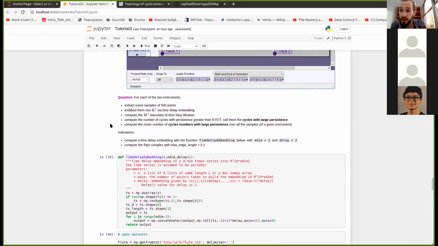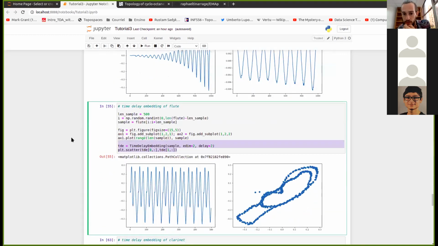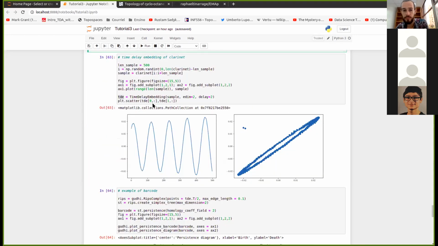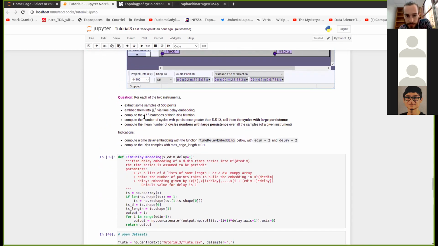Then I want you to keep only the cycles with persistence greater than 0.015, and call them cycles with large persistence. So for instance, in this diagram, you will look at all the points and keep only the points with persistence, that is length, greater than 0.015. Compute the number of such cycles. At the end, do it for many samples. This will take a lot of time, so do it only for 5 or 10 or 15 samples, and compute the mean of the number of cycles with large persistence.